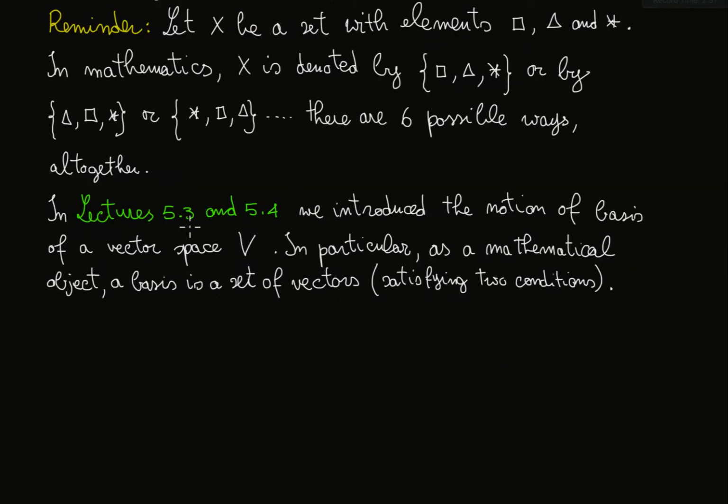In lectures 5.3 and 5.4, we introduced the notion of basis of a vector space V. In particular, as a mathematical object, a basis is just a set of vectors satisfying certain conditions, linear independence and being generators. But as a mathematical object, a basis is just a set of vectors.